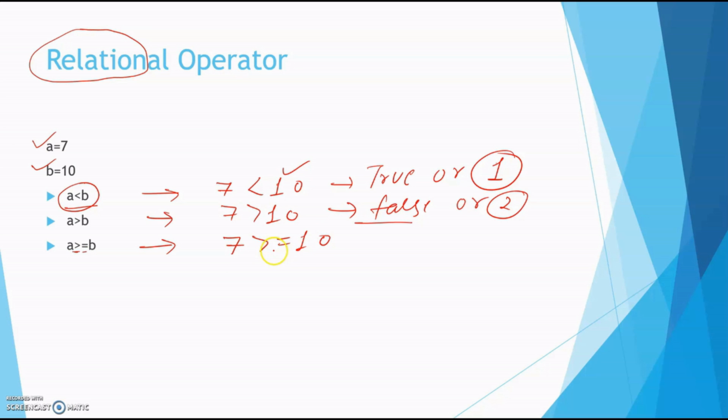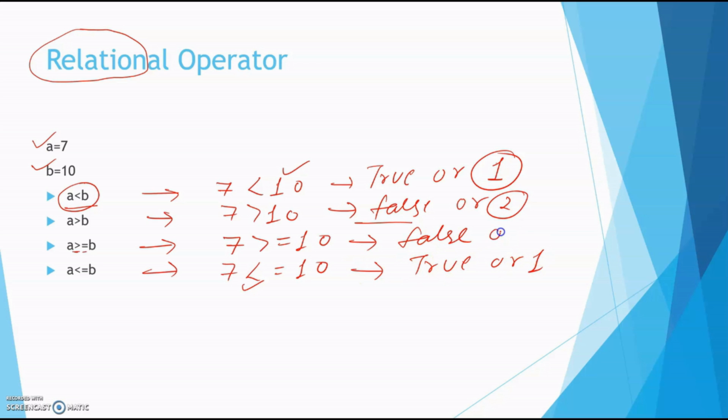7 is neither greater nor equal to 10, so it will give false. Now less than or equal to: either less than or equal. 7 is less than 10, so this condition is satisfied, it means it gives true, or you can say 1. Otherwise, you can say 0.